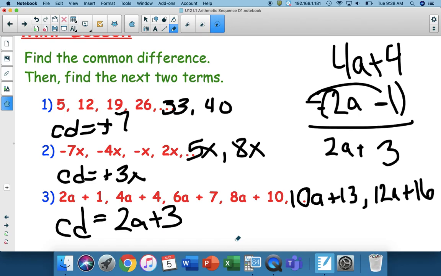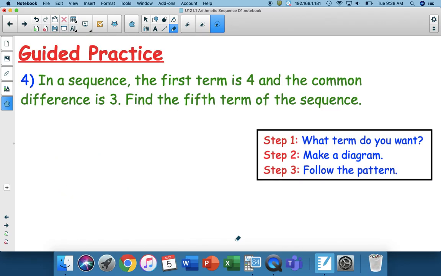All right. So that's just how you find the common difference. Just really wanted to make sure you understood that and went over it. Okay. So once again, subtract the second term from the first term, or the third term from the second term. Whatever term you pick, just subtract it from the previous one. All right. And that's what helps you find your common difference. All right. So let's use this in a problem now.